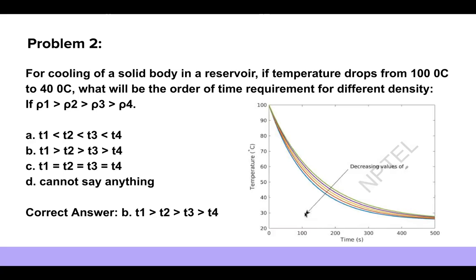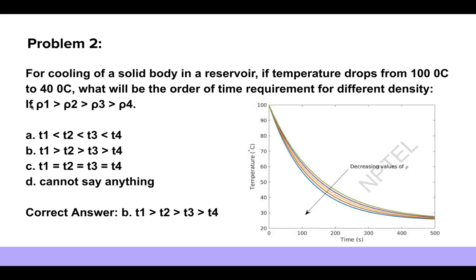Now, what happens to the time? We have said that for a lower density, the temperature drop will be higher. That is, the time required will be lesser. So basically, for rho and time, what I said is that for a lower density, the temperature drop is higher, so the time required is lesser. So time is also lower.